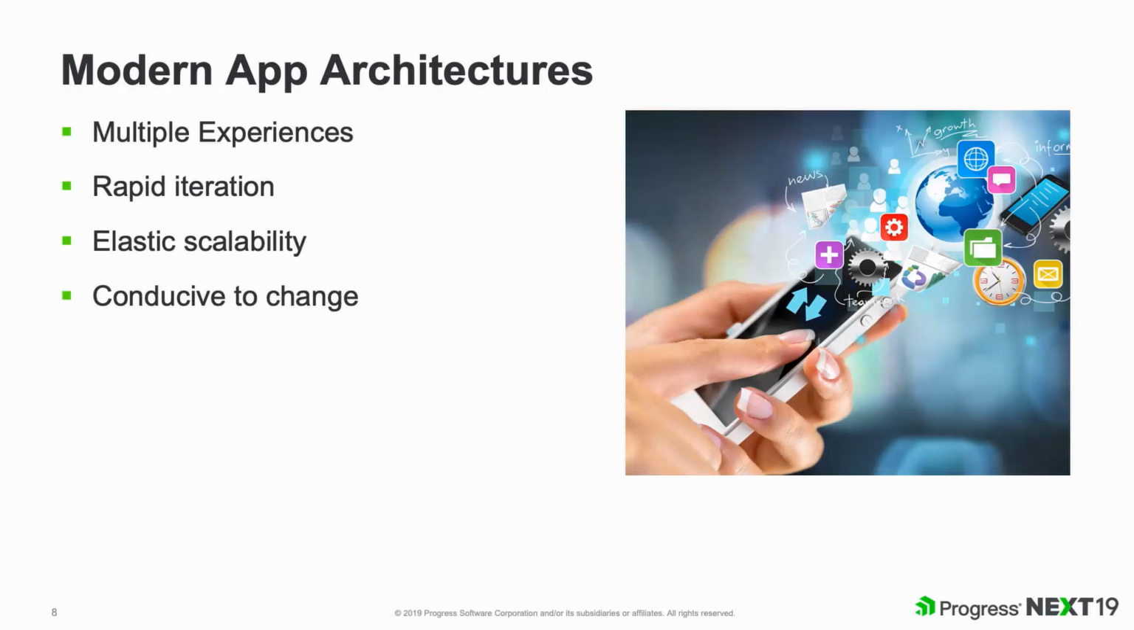And modern apps have to be conducive to change. Because of the rapid pace of innovation, and because companies everywhere are trying new things, apps need to be built in such a way, in such a modular way, that they can be easily modified and adapt to changing circumstances.